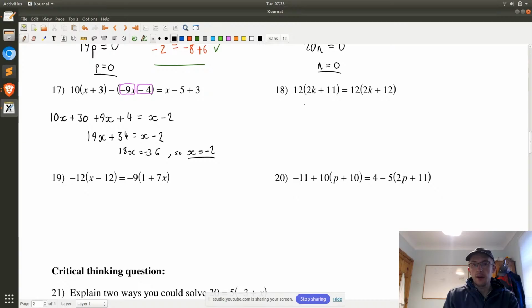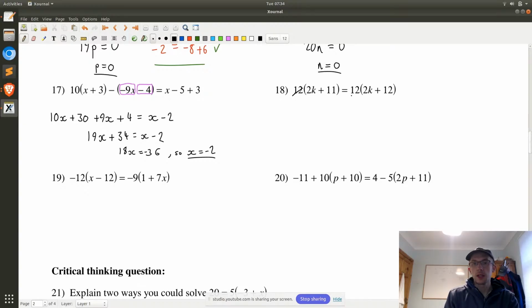Okay, left-hand side. 12 times 2k, 24k. 12 times 11. What am I doing? Can you see this? Look at this. What do you think I should do here? Divide both sides by 12. Divide both sides by 12.